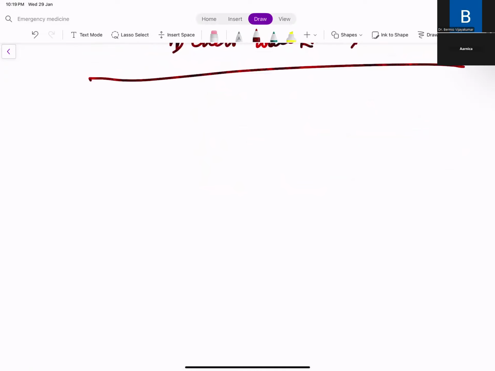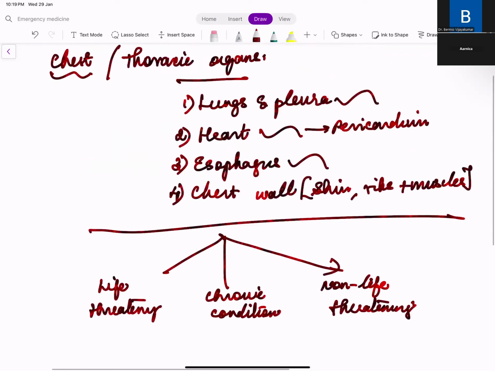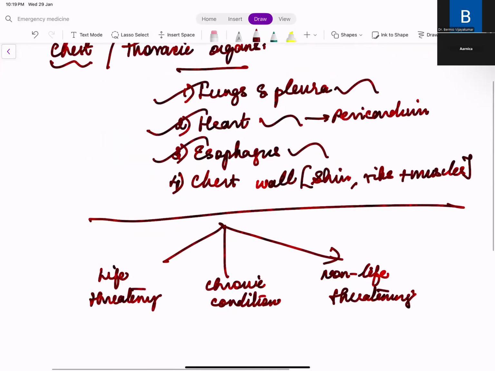But there is yet another way of classification, which Harrison says. Rather than finding the organ which is causing the pain, it is more important to rule out whether the chest pain is a life-threatening acute condition, or whether it is a chronic condition which has worsened recently, or it is a non-life-threatening condition. So this is yet another way of considering, and we should understand both. Based on the anatomy, we can classify what is causing chest pain. I think that is more logical to think and to discuss.